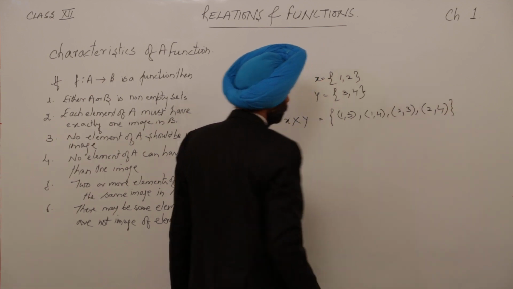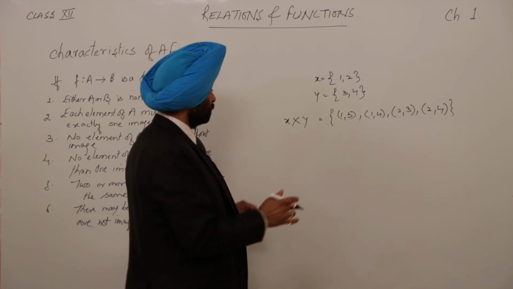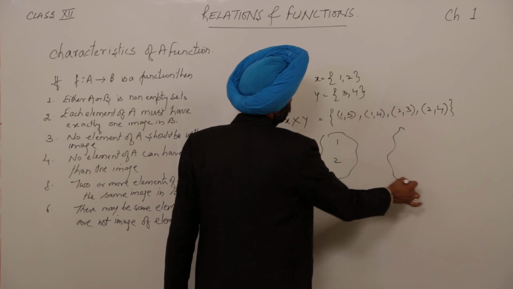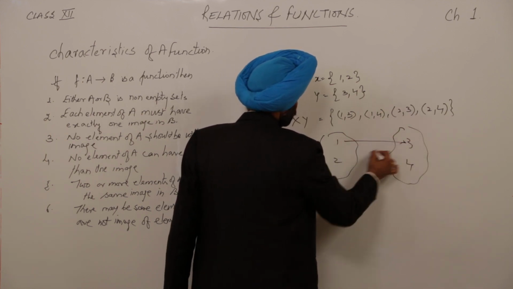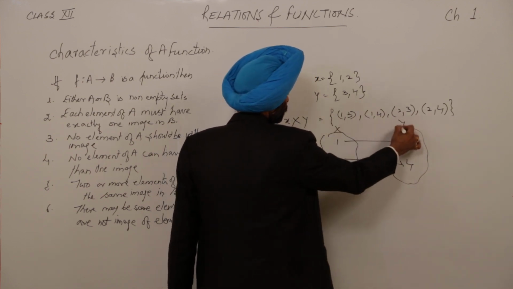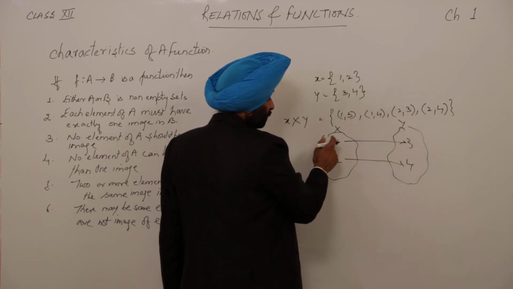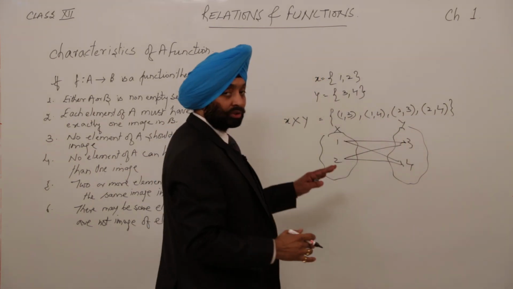Now here I have done this in a special pattern. Suppose we have {1, 2} and {3, 4}. This set is X, this is Y, and I have drawn from X to Y, from this to this and then this to this. Now this was a relation.